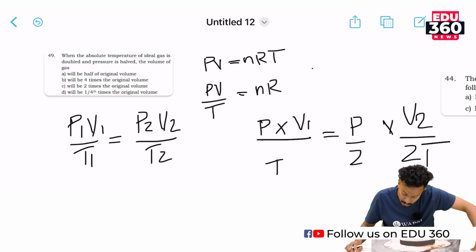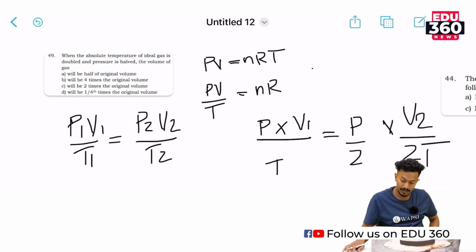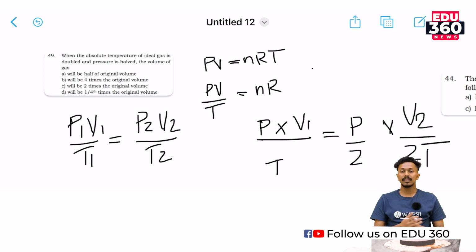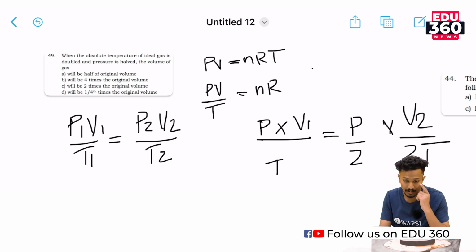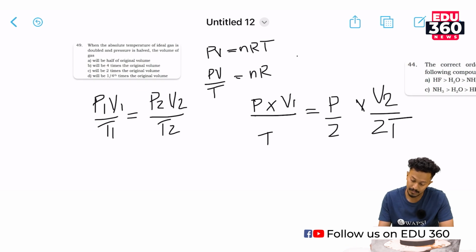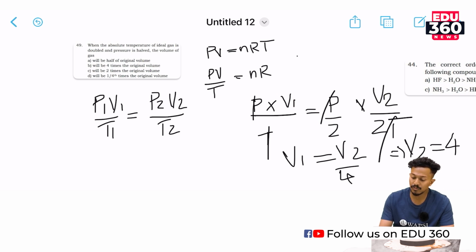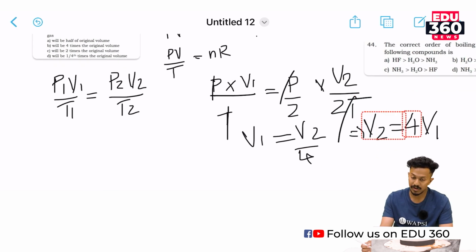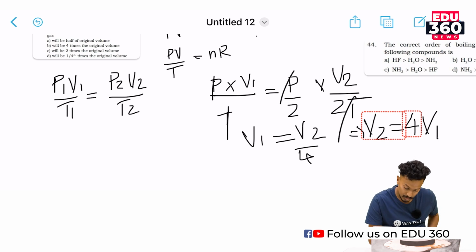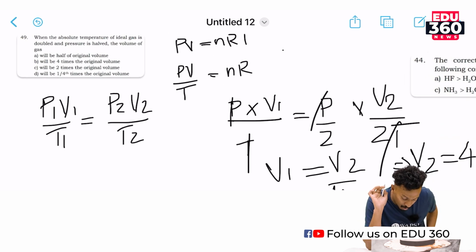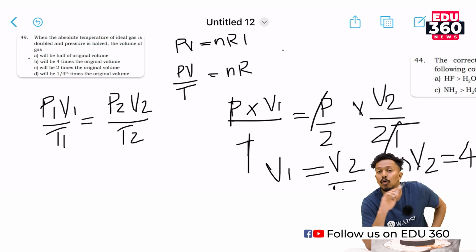Yes. So the pressure is halved. Only the variables are V1 and V2. That we have done, and we'll cancel each other out: 2T, P and P is cut, T and T is cut. V1 is equal to V2 by 4, which is V2 is equal to 4V1. So the correct option would be volume is 4 times that of the original volume.